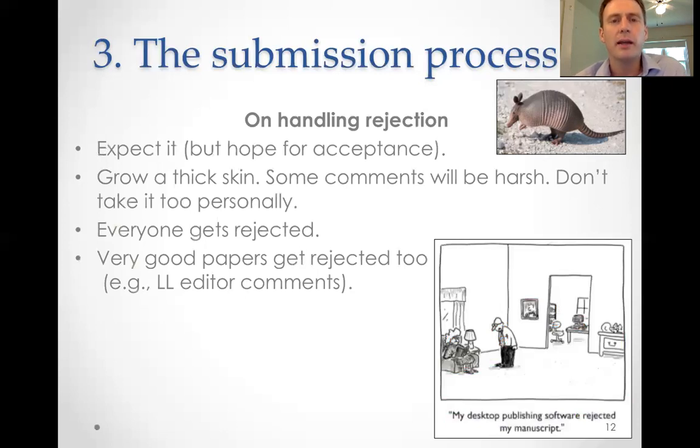You simply want to take those comments and think of it as it pertains to your work, not to you personally. Remember that everyone gets rejected. The scholars that you most respect and admire, they get their work rejected sometimes as well. So you're in very good company if your work's getting rejected. And also remember that very good papers get rejected too. I've had editors tell me that they have really excellent papers, but they sometimes just don't have space in their journals for all the good papers. And so even very good papers sometimes get rejected.